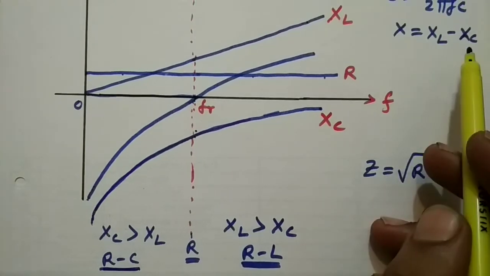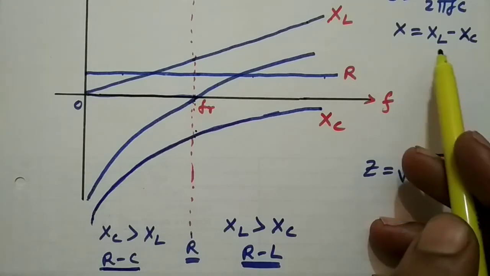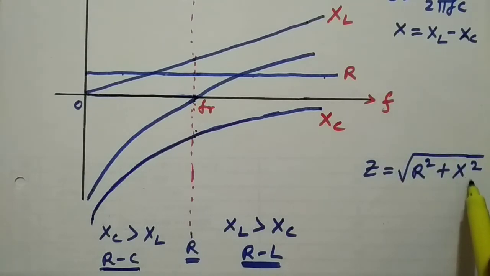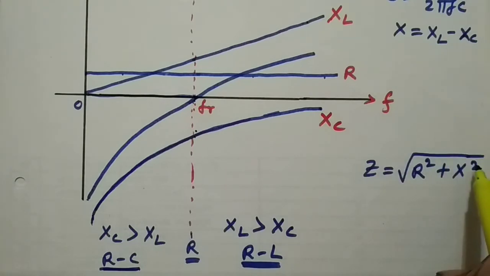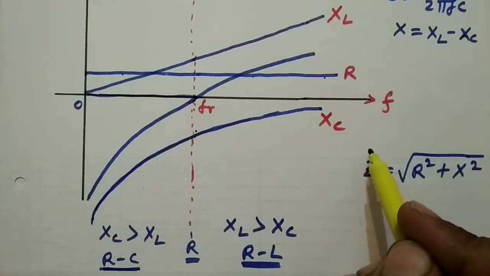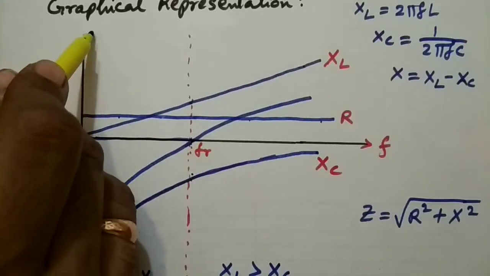But as the frequency increases, the difference between XL and Xc will be reduced. So X will be reduced. Therefore, the Z will also be reduced. At resonant frequency, X will be equal to 0. So Z will be equal to R. And after the resonant frequency, XL will be now more than Xc. So X will be again increasing. Therefore, the Z will also be increasing. So the nature of the impedance can be like this.